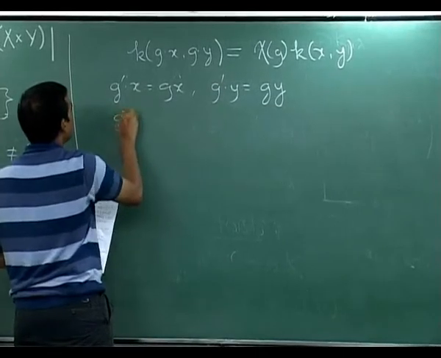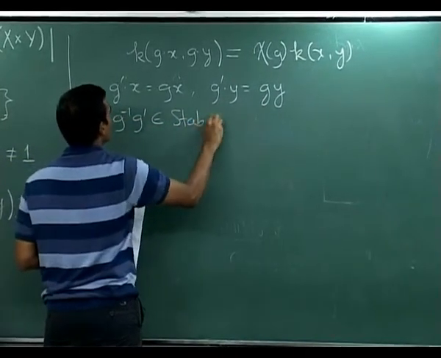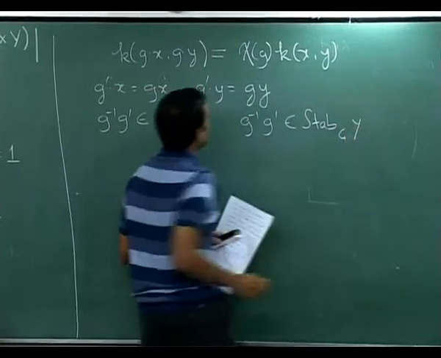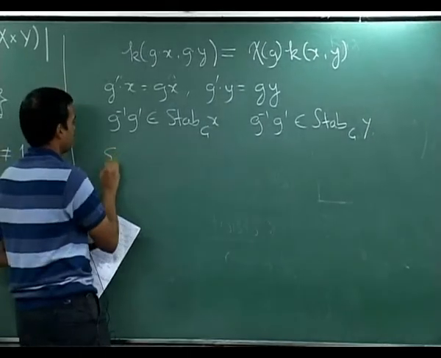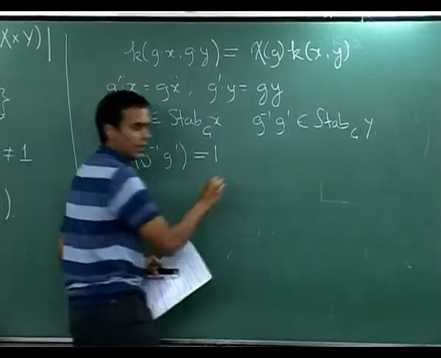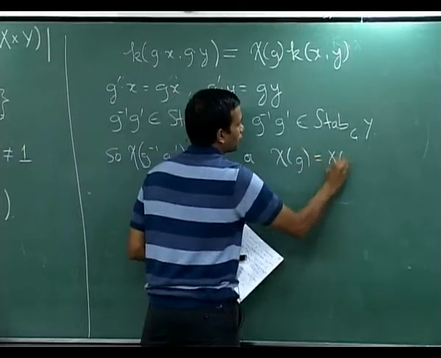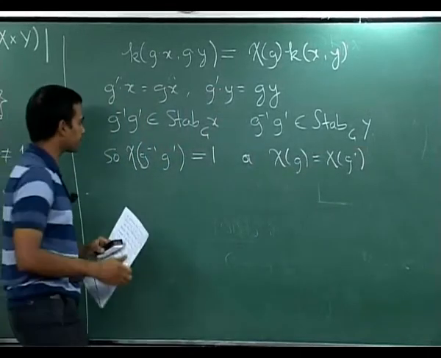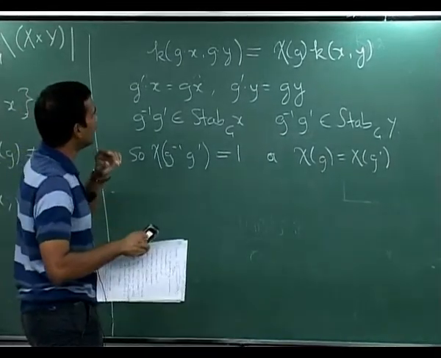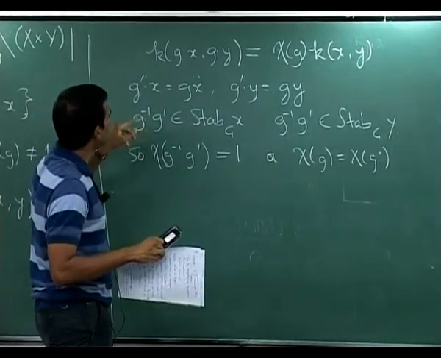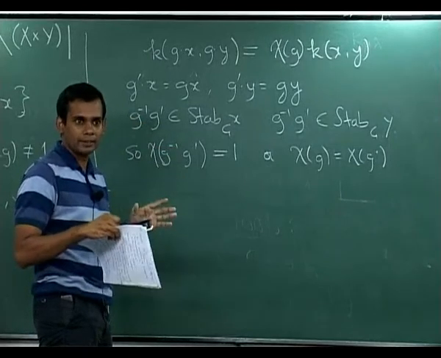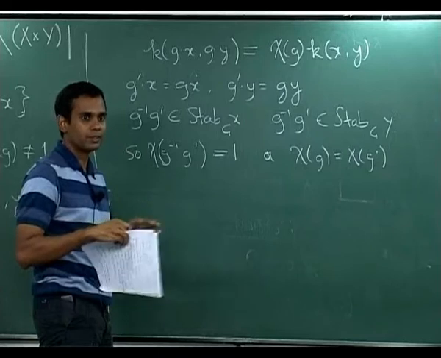But this means that g inverse g prime is in the stabilizer of x and g inverse g prime is in the stabilizer of y, which means that g inverse g prime is in the kernel of chi. That is just saying that chi of g inverse g prime is 1, which means that chi of g is equal to chi of g prime, because chi is a multiplicative character. So this is well defined. So the conclusion is that if you have a pair x comma y which has the property that the intersection of the stabilizer of x and the stabilizer of y is contained in the kernel of chi, then on that orbit you can define k of x, y to have some non-zero value.